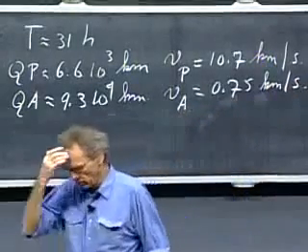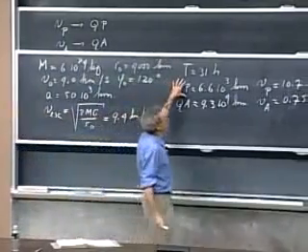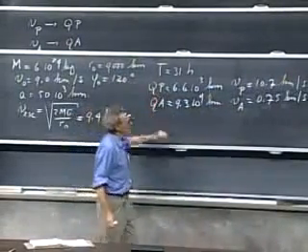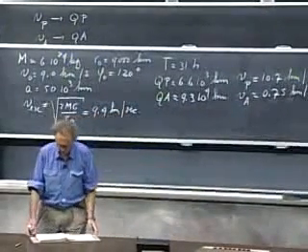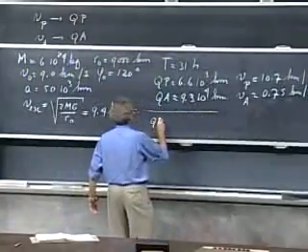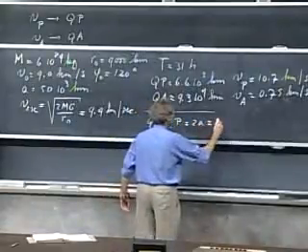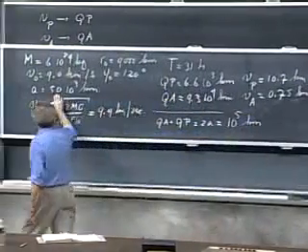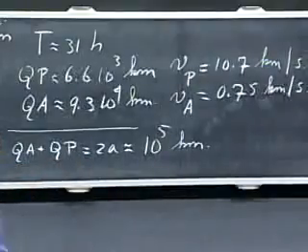It is an immediate result of the conservation of angular momentum that the product of QP and VP must be the same as QA times VA. That's an immediate consequence of the conservation of angular momentum. And when I add this up, QA plus QP, I better find 2A, which in our case is about 100,000 kilometers, because A was 50,000 kilometers. So when you add these two up, you must find very close to 100,000, and indeed you do.